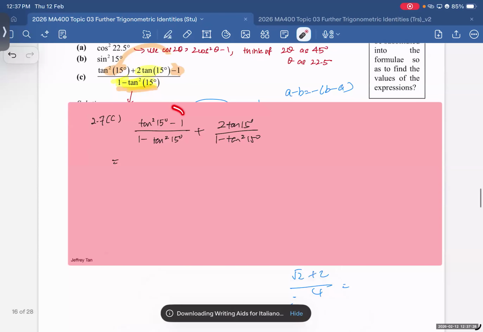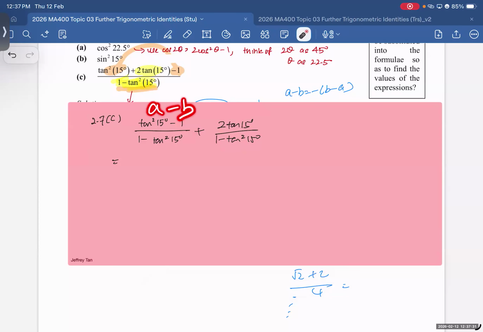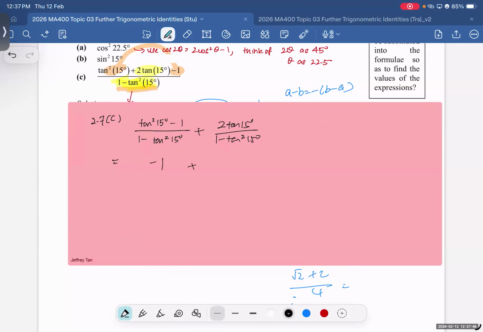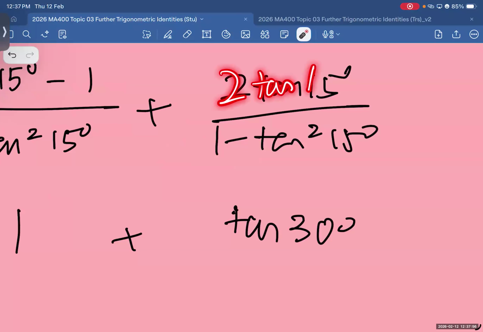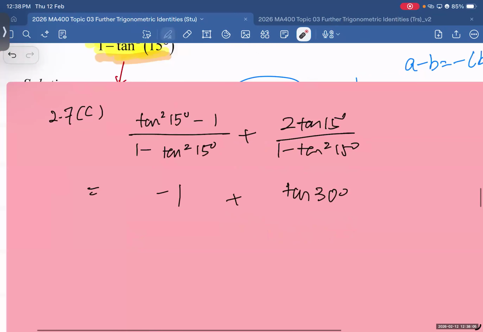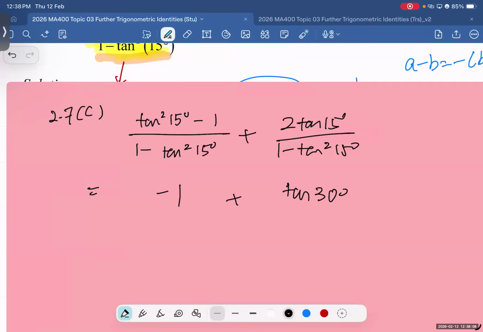Then I realized that this is like A minus B, B minus A. A minus B is the same as the negative of B minus A. So actually these two will cancel, and this will just give me minus 1. And what's the right hand side? The right hand side is just tangent 30, because if you see 2 tangent A over 1 minus tangent square A, it is tangent 2A. So then with that, tangent 30 comes down, 1 over square root.